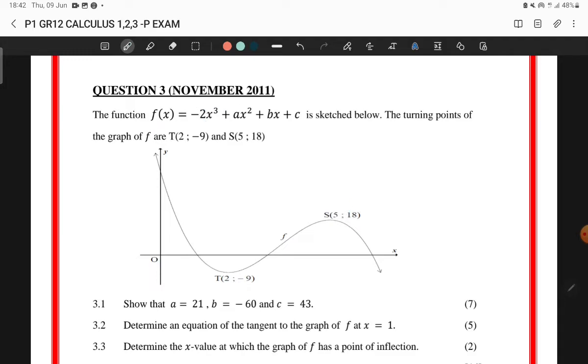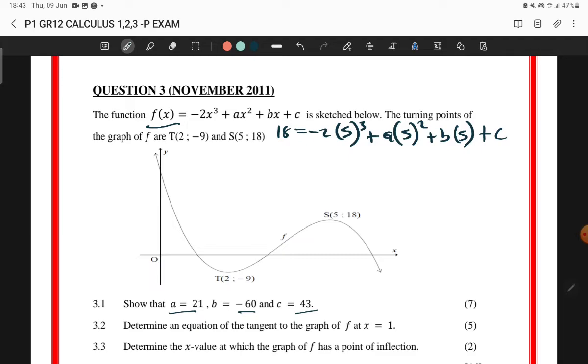So if we can do that, we will obtain 18, because we are looking for a, b, and c, so we will have to use our equation. That is why we are taking this 18 and substituting it in the place of y, and 5 is going to be substituted in the place of x. Now what are we having? We have 18 equal to -2x, in the place of x we put 5, cubed, plus a times 5 squared, plus b times 5, plus c.